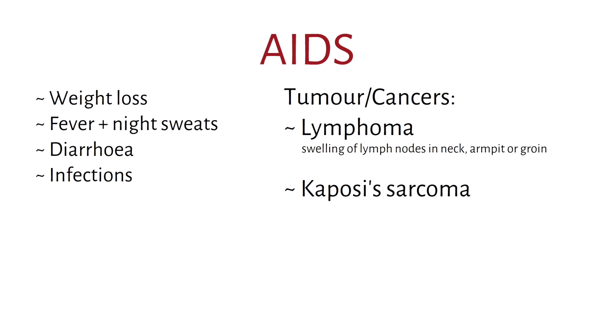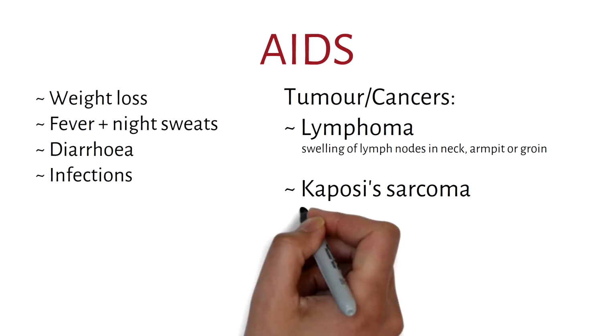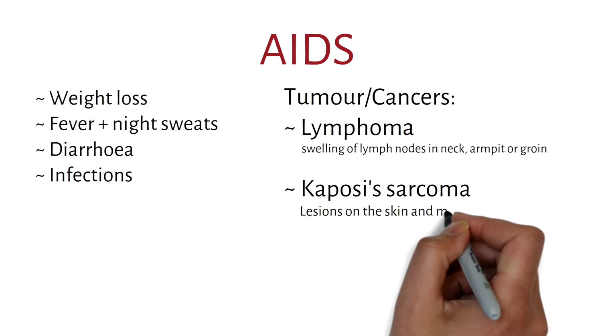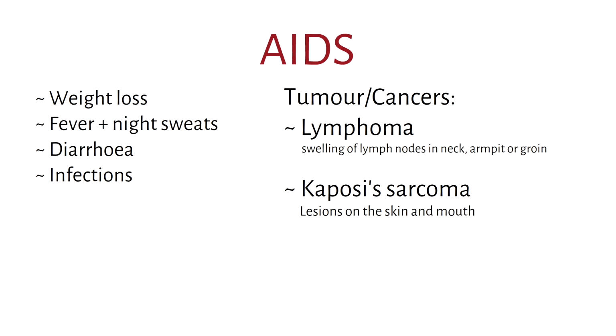Lymphoma is characterized by painless swelling of lymph nodes in the neck, armpit, or groin. Kaposi's sarcoma is characterized by lesions on the skin and mouth. With a normal immune system, these illnesses will not appear or be life-threatening.